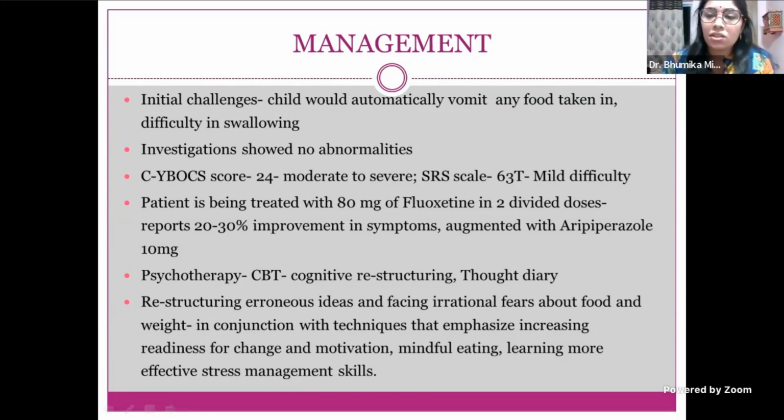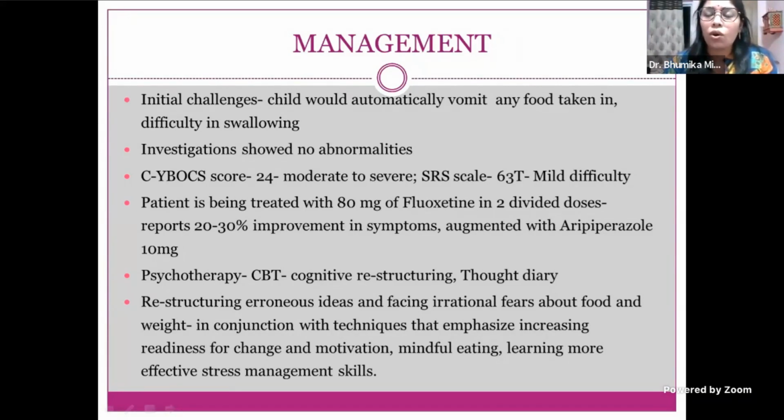Currently, the patient is being treated with around 80 milligrams of fluoxetine in 2 divided doses. The patient and the parents report around 20 to 30% improvement in symptoms. This is further augmented with aripiprazole, around 10 milligrams.